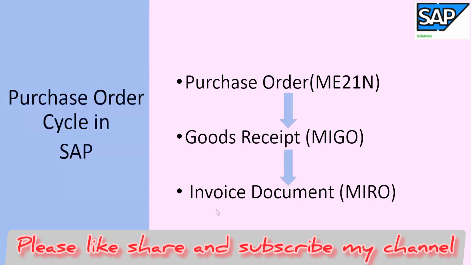So we have to make a payment to our vendor. For this, we have to create our invoice document in the MIRO transaction code. So these are the three steps for the purchase order cycle in SAP. So in this video, part 1 of the purchase order cycle, we will learn how to create a purchase order and how to transmit a purchase order to the vendor.